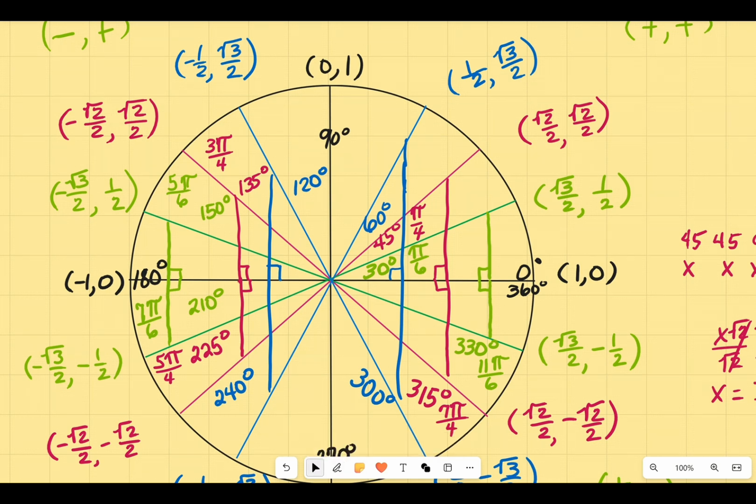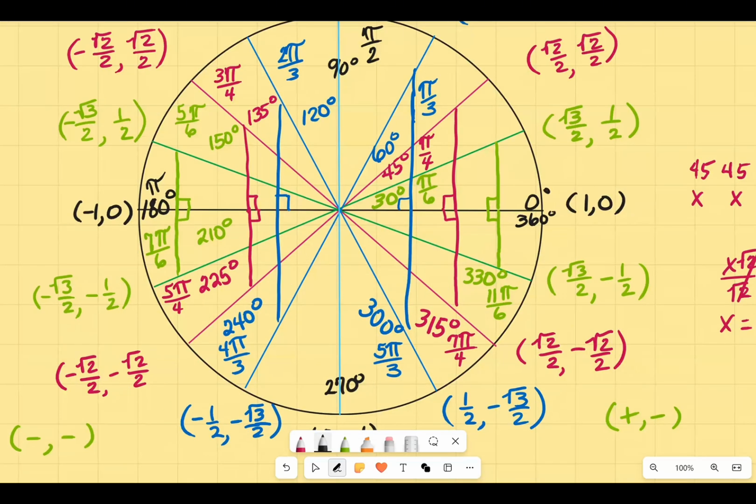For 60 degrees, that is pi radians over 3. For 120, that's 2 pi radians over 3. For 240, 4 pi radians over 3. And for 300, 5 pi radians over 3. See a pattern? For 90, it's pi radians over 2. For 180, it's simply pi radians. For 270, it's 3 pi radians over 2. For 360, it's 2 times pi radians.